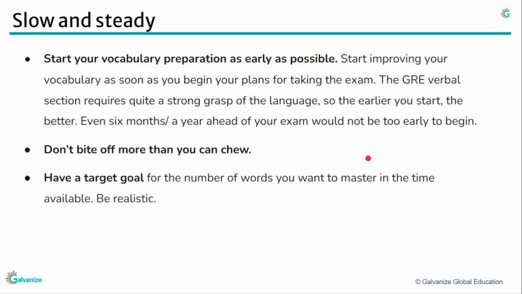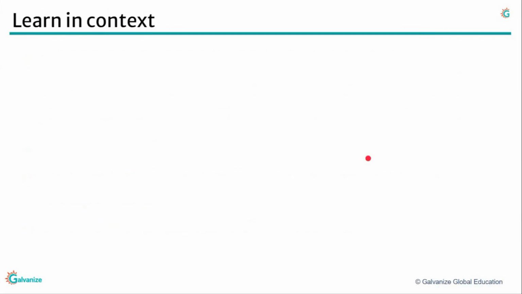So set a target goal: look at the time you have, look at how many words you want to master, set a realistic goal and start working on it. The key to achieving any goal is consistency. If you do something steadily and continue to do it over a period of time, definitely you will see your result. Now let's move to our vocabulary strategies.